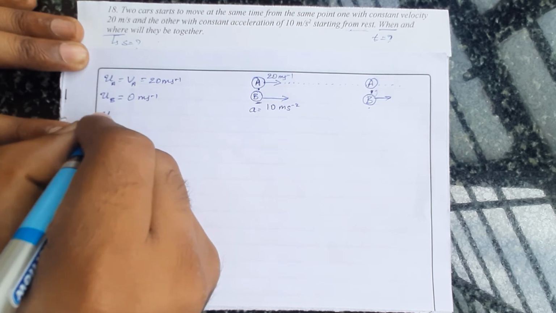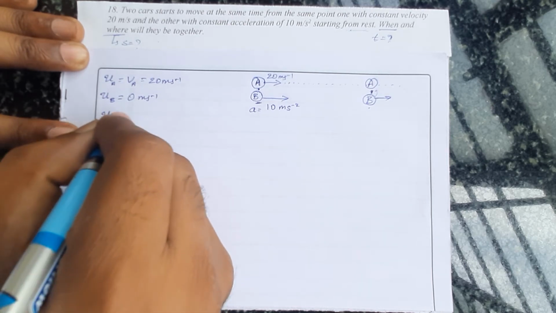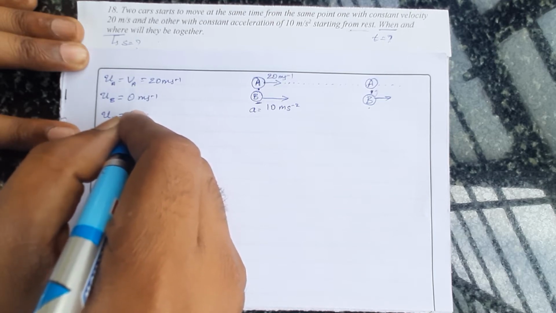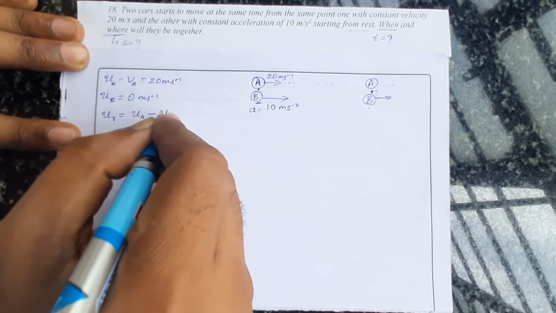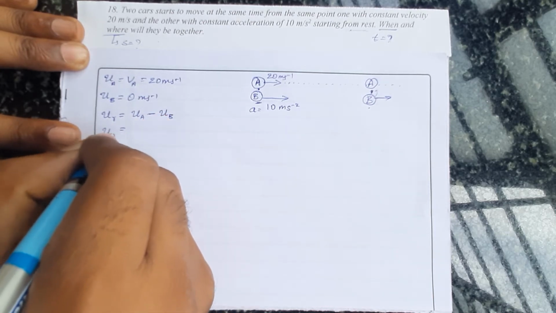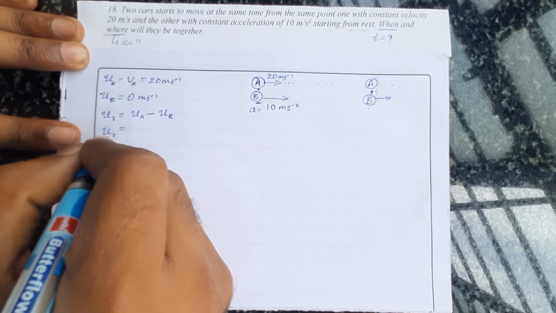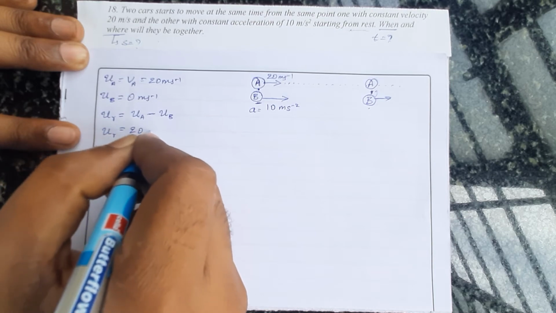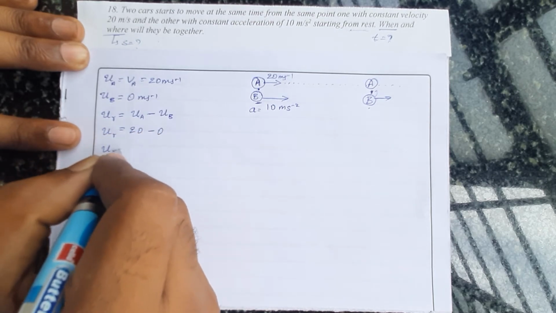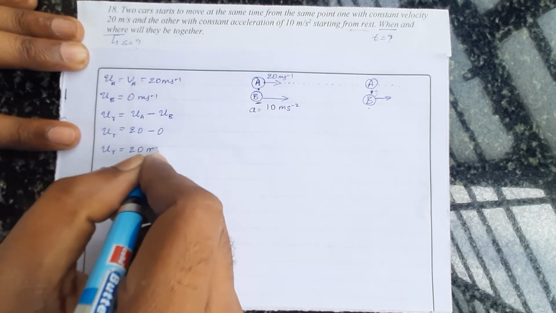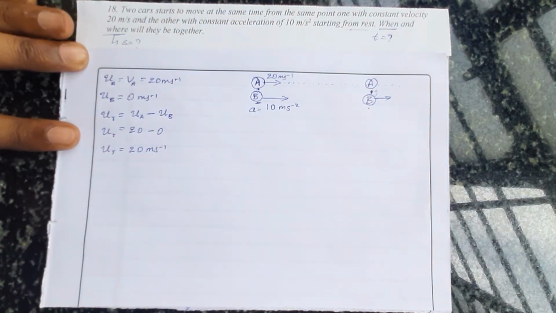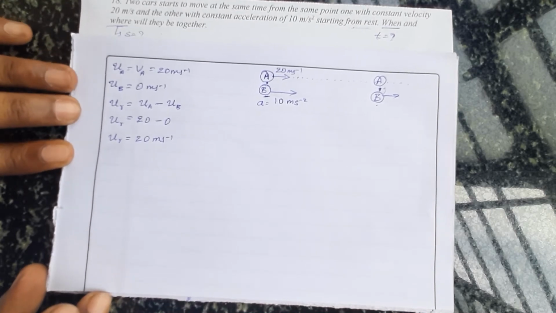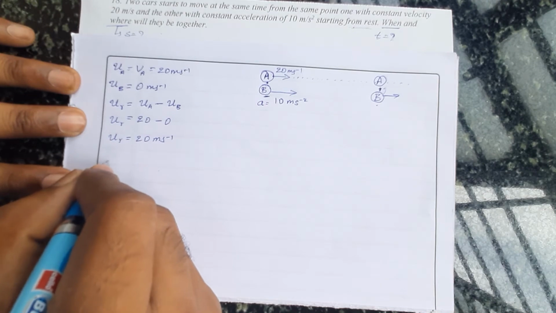So now we have initial velocities. So relative initial velocity shall be the initial velocity of body A minus initial velocity of body B, so u_R, or simply I can take it as u, that is also fine. uA is 20, uB is 0. So initial relative velocity is 20 meter per second. Okay, so initial relative velocity is done.